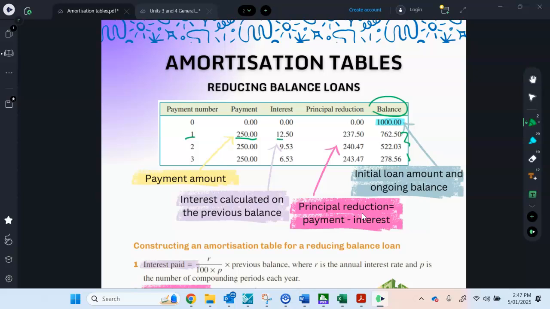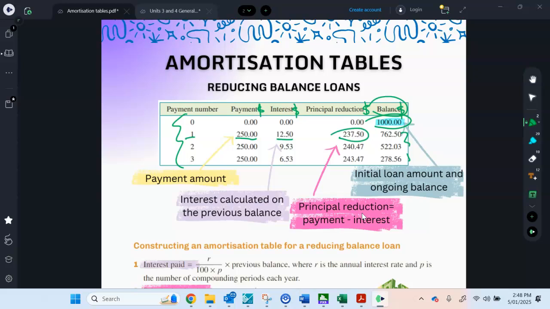The interest is the interest calculated on the previous amount. So that's $12.50. These should all have dollars next to them because they're all in dollars. That's the interest calculated on the previous balance, and then the difference between those two is the reduction. When you've got a loan, the bank's not going to give you that money for free. It's going to charge you interest. So let's say these are years just to make it a little bit easier. After 1 year, it's charged you $12.50 to borrow that $1,000 and you've made a repayment of $250.